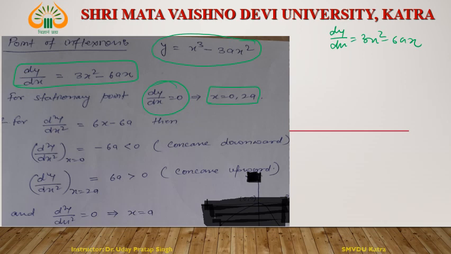Then, what is d2y by dx2? d2y by dx2 is equal to 6x minus 6a. Okay. Then this d2y by dx2 at the point x equal to 0 is minus 6a. This second derivative of the function is less than 0. So, at the point x equal to 0, the curve is concave downward.